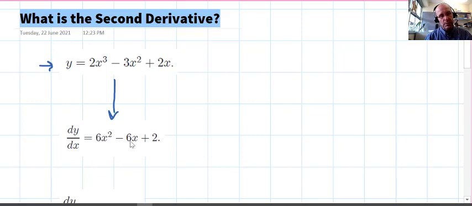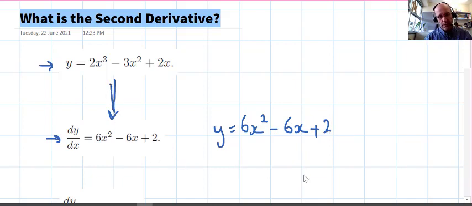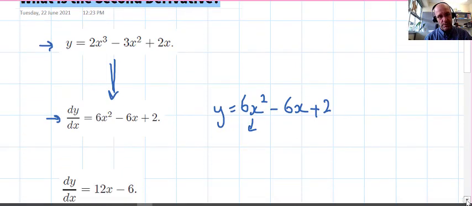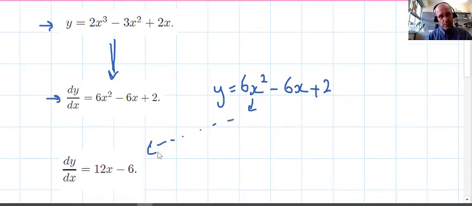Okay, what if we took the derivative of this? Well, we'd sort of have to say, okay, now y is not what it was. y is now 6x squared minus 6x plus 2. So taking the derivative of that result from the first derivative, well, then we do the same thing. Each of these power terms, same thing: reduce the power by 1 and multiply the whole power onto the front with any of the other coefficients. And you would see that we would get 12x take 6, but we've got a problem because of the notation.